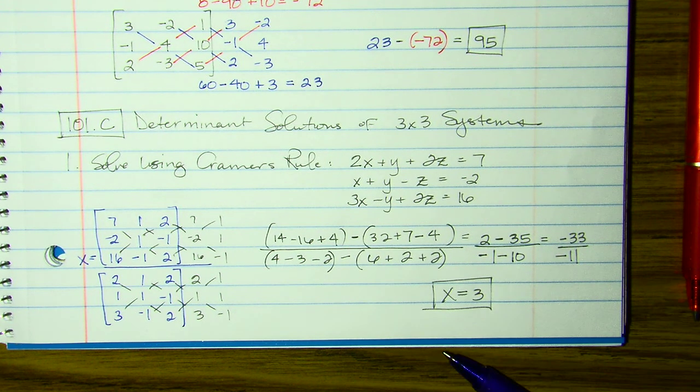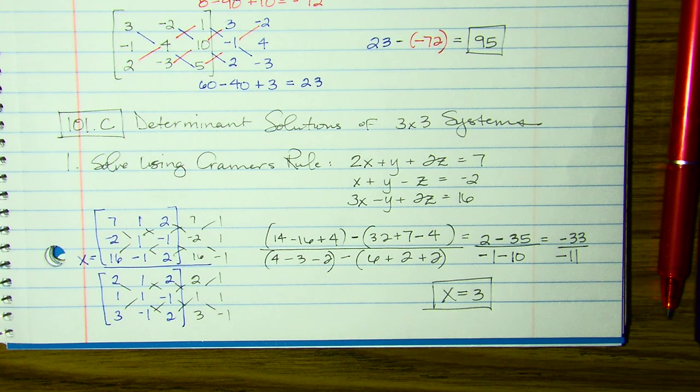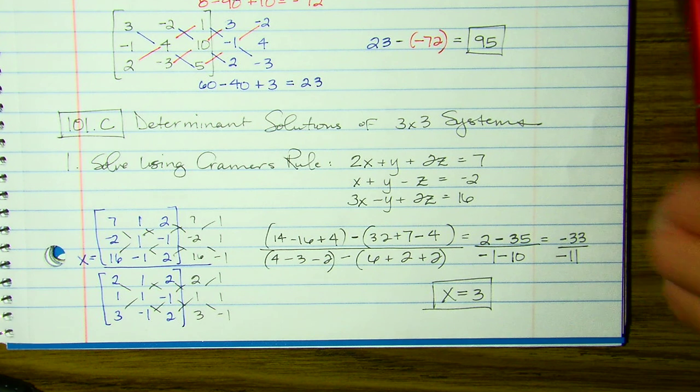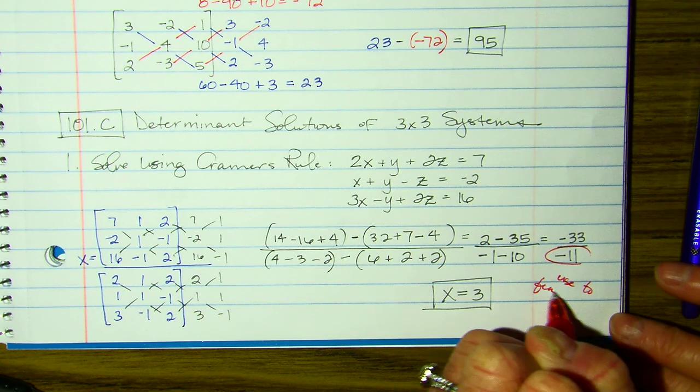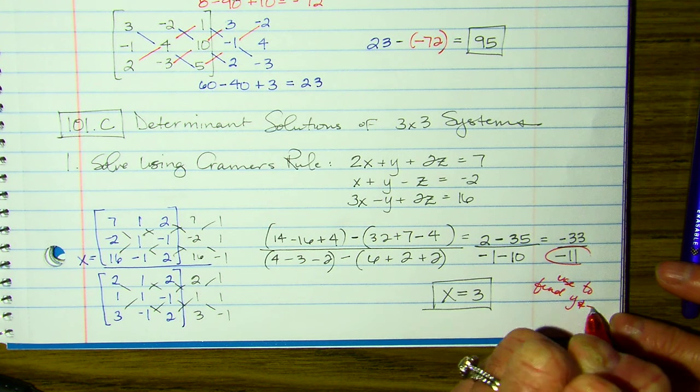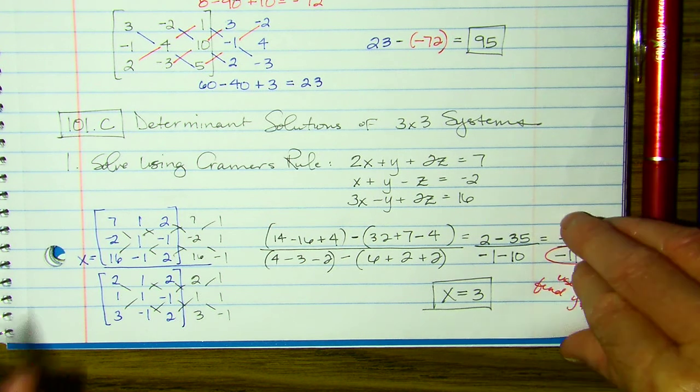Now, this takes a long time. Elimination, I think, would be faster, but it's easier to track our work using Cramer's rule. And once I know the bottom, I can use it to find y and z. I don't have to do the bottom again. I am going to have to turn my page.